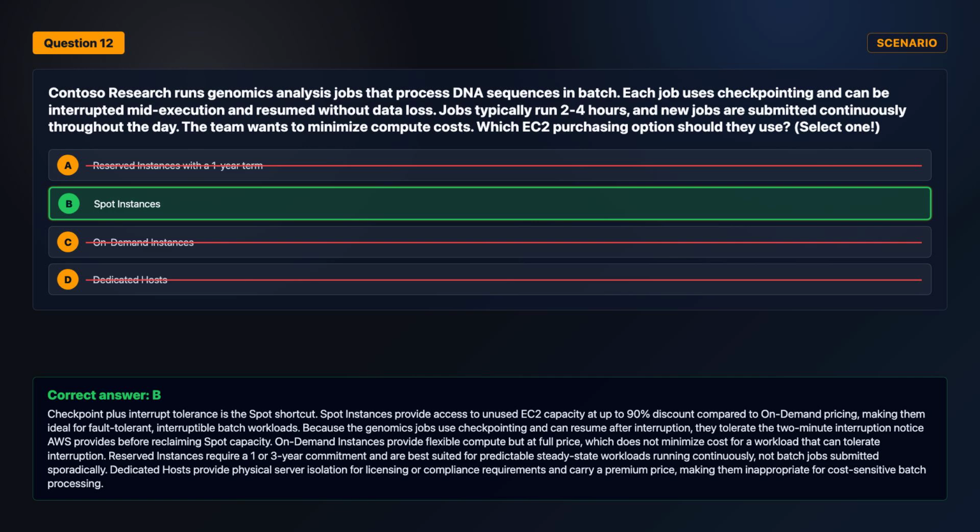On-demand instances provide flexible compute but at full price, which does not minimize cost for a workload that can tolerate interruption. Reserved instances require a 1 or 3 year commitment and are best suited for predictable steady-state workloads running continuously, not batch jobs submitted sporadically. Dedicated hosts provide physical server isolation for licensing or compliance requirements and carry a premium price, making them inappropriate for cost-sensitive batch processing.